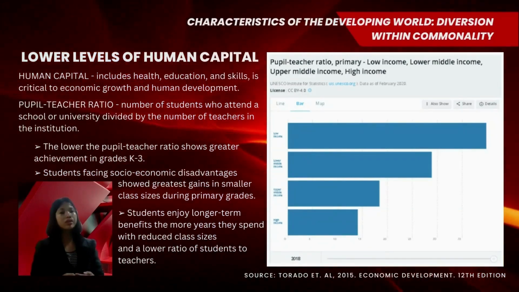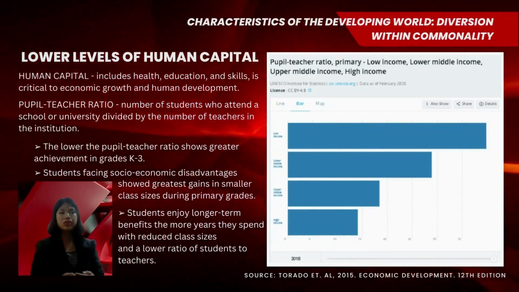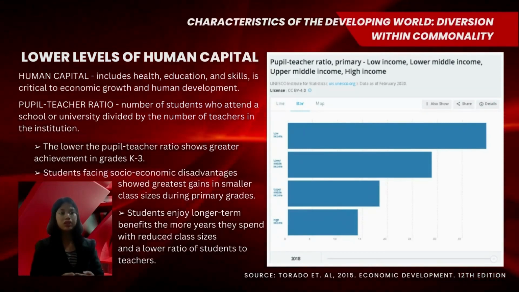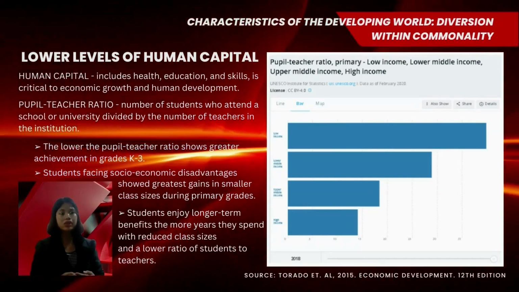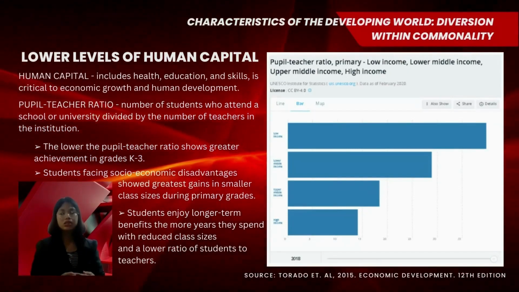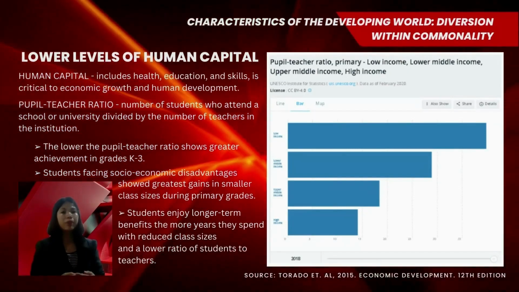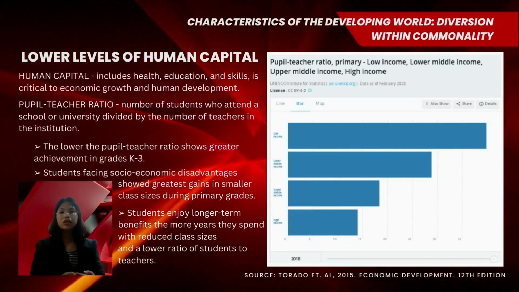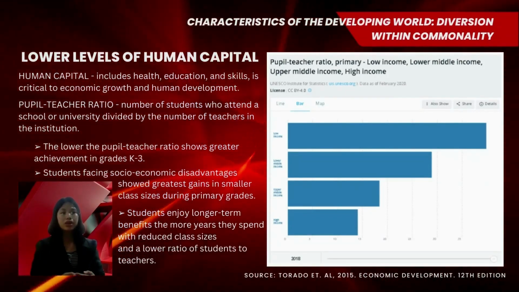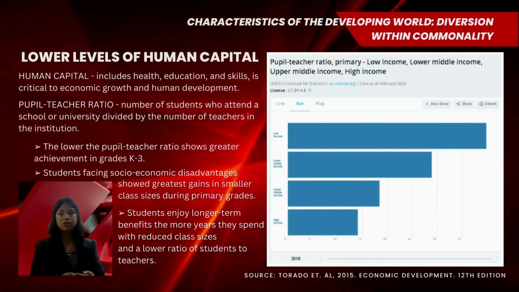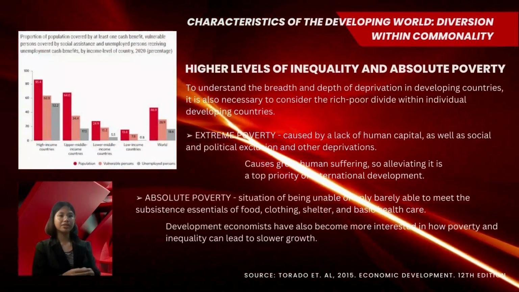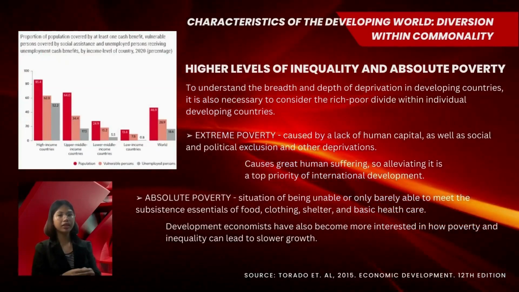It shows that a lower pupil-teacher ratio shows greater achievement in grades kinder to grade 3. Students facing socioeconomic disadvantages showed the greatest gains in smaller class sizes during primary grades. Students enjoy longer-term benefits the more years they spend with reduced class sizes and a lower ratio of students to teachers. The third characteristic is higher levels of inequality and absolute poverty.